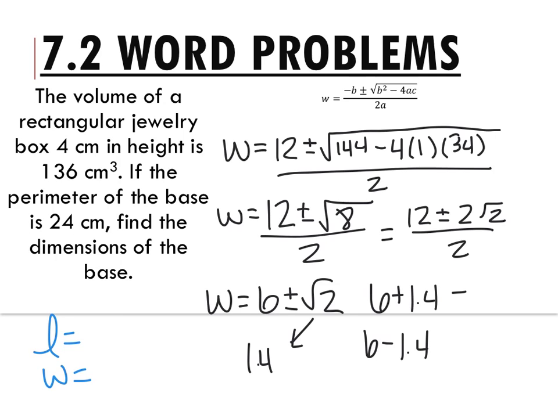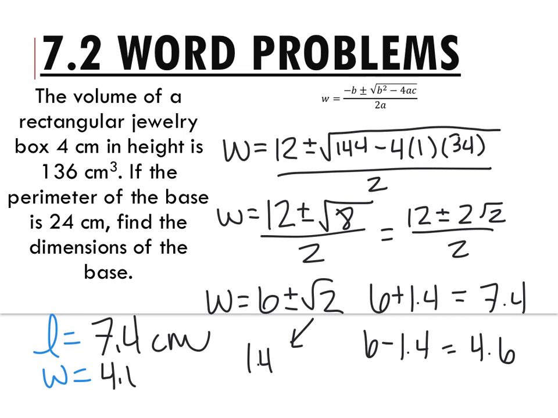That's supposed to be minus. There we go. So that's 7.4, and then this would give me 4.6. So we know our length is 7.4 centimeters, and our width is 4.6 centimeters. And we have solved this problem by using the quadratic formula.